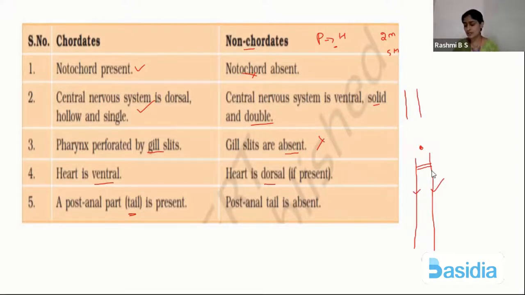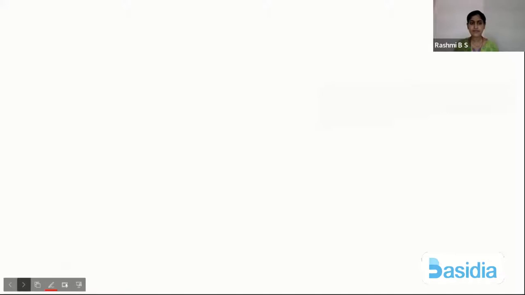Hollow and solid. We have hollow space in the middle of the spinal cord, right? That's it. Clear, beta? Shall I go to the next slide? Yes.